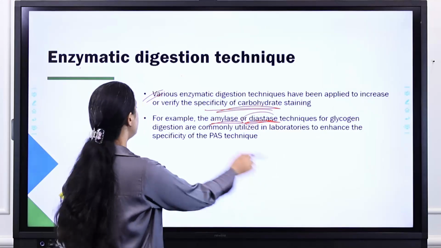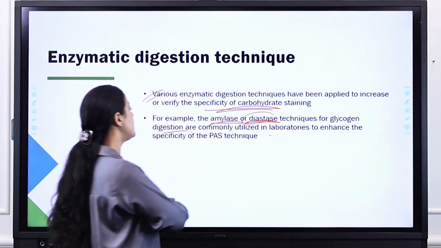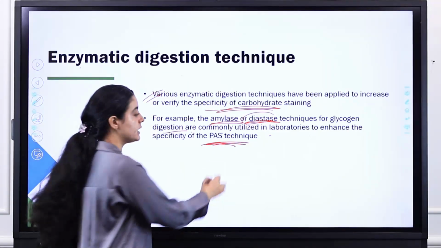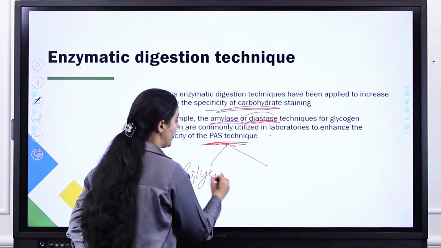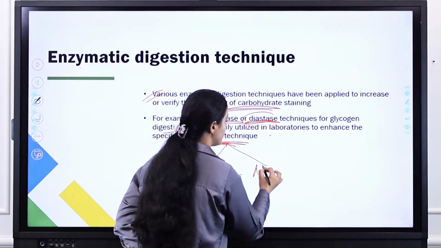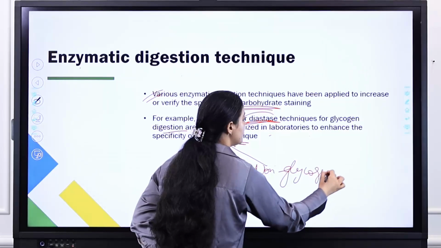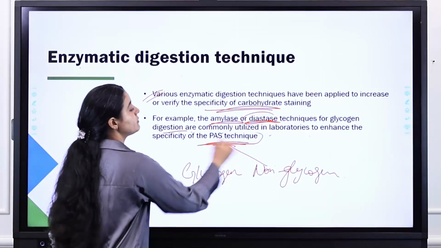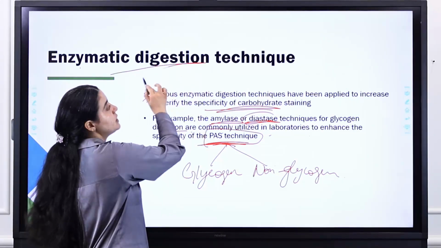For glycogen digestion, these are commonly utilized in laboratories to enhance the specificity of the PAS staining, because PAS stain can differentiate between both glycogen and non-glycogen. So to differentiate, and for the specificity of the PAS stain, we will continue with the digestion techniques.